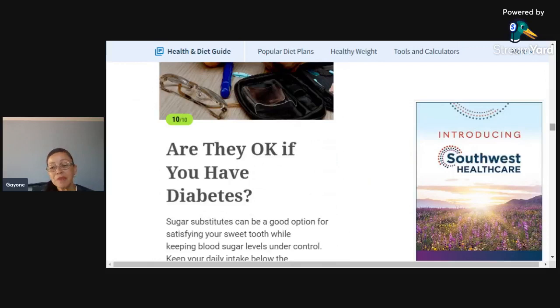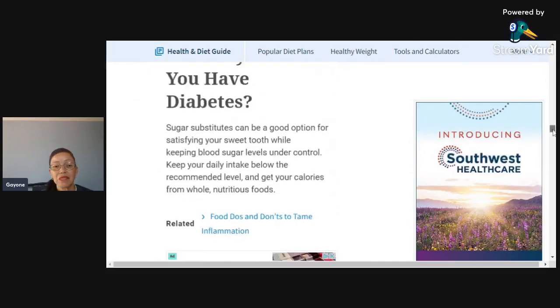Are they okay if you have diabetes? This is an important section here. Sugar substitutes can be a good option for satisfying your sweet tooth while keeping blood sugar levels under control. Keep your daily intake below the recommended level and get your calories from whole, nutritious foods. That's the most important thing here. Get your calories from whole, nutritious foods.